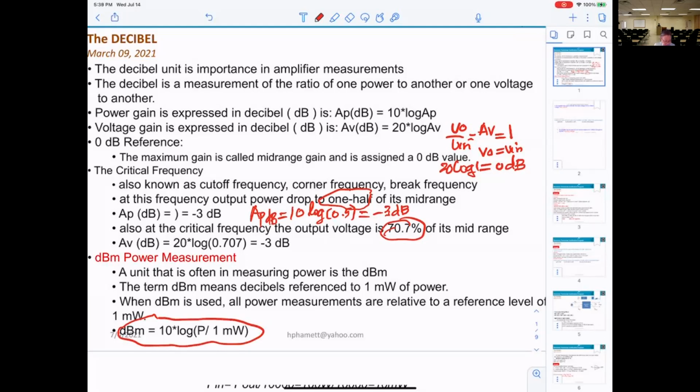dBm equals 10 times log of power. It can be input power, output power, doesn't matter, divided by 1 milliwatt. Okay, any question regarding this page? I think we will not return to it anymore.